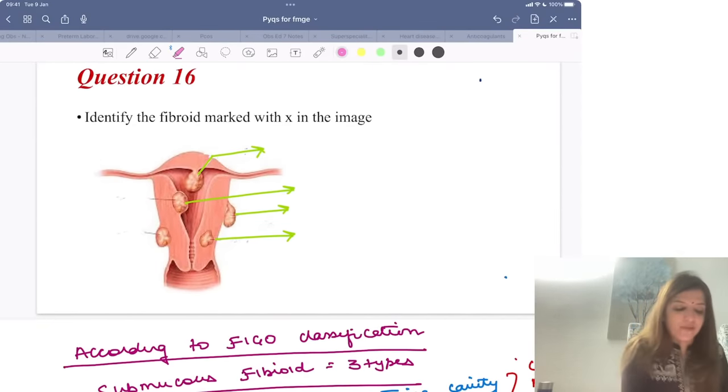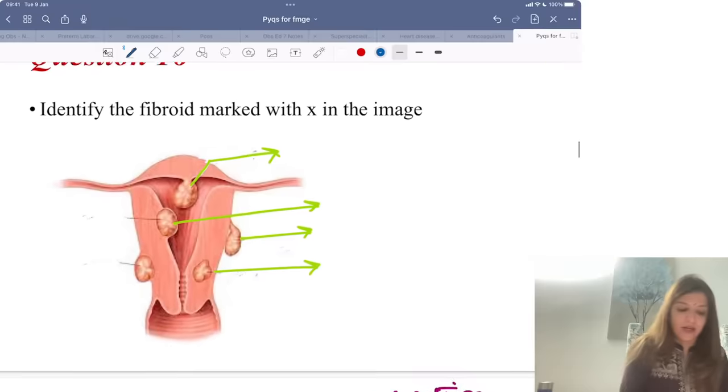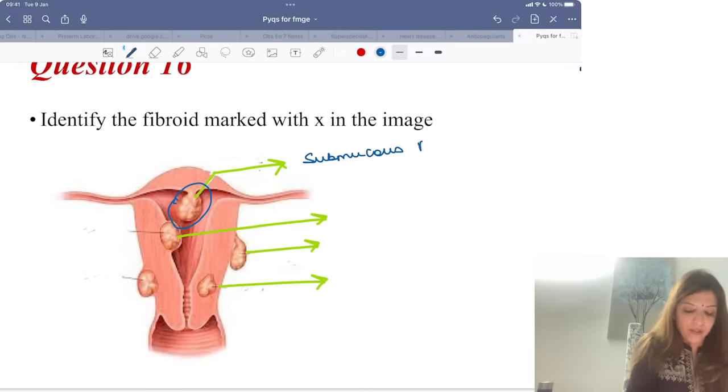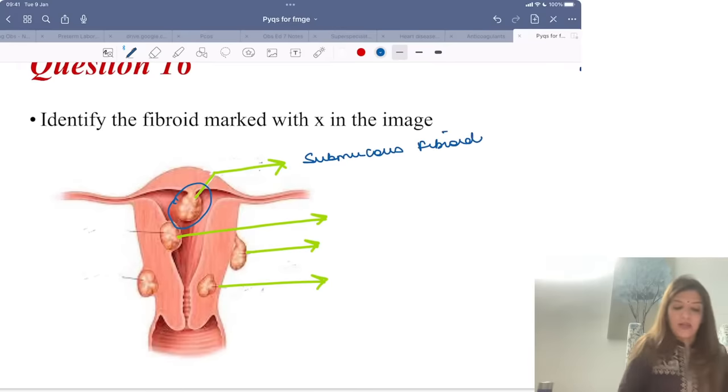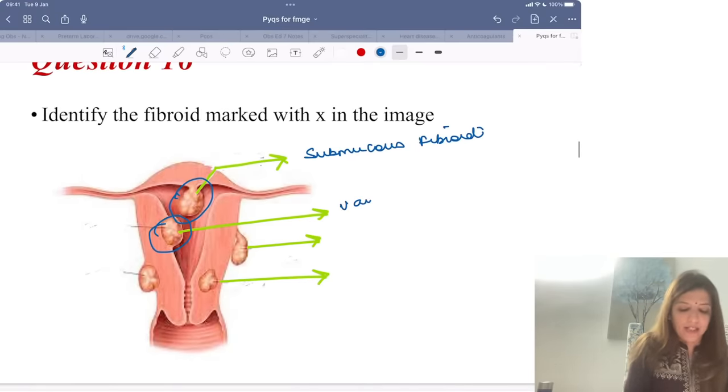Next question, identify the fibroid marked with X. Over here, I have not marked with X. You are just going to tell me what fibroid you are seeing over here. Now, a fibroid which is coming totally inside the uterine cavity is a submucous fibroid. In this case, the fibroid is coming inside the uterine cavity, but it is inside the myometrium also. So, this is also a variety of submucous fibroid.